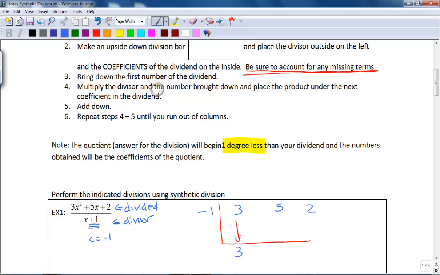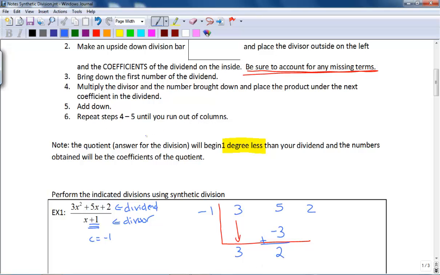Right? Now we multiply the divisor and the number we just brought down. If I multiply negative 1 times 3, I get negative 3. And it says place that product under the next coefficient in the dividend. So I place that product under the next coefficient after this one. Add down. 5 plus a negative 3 is a positive 2.